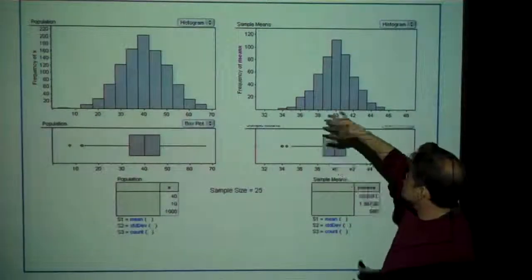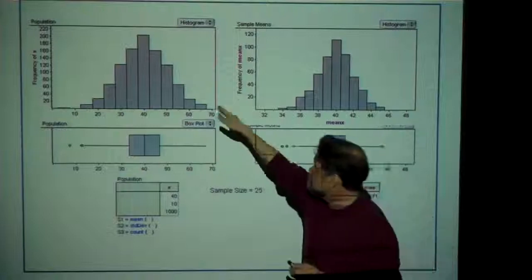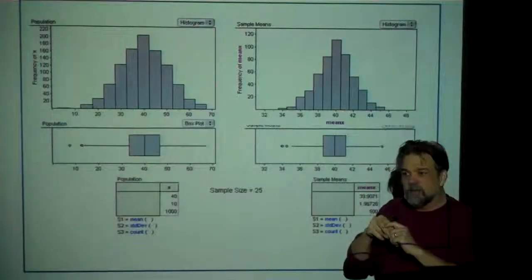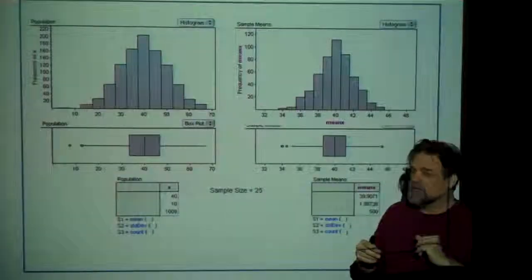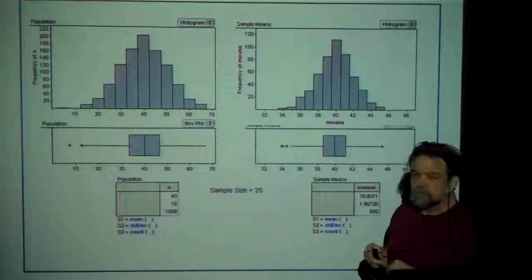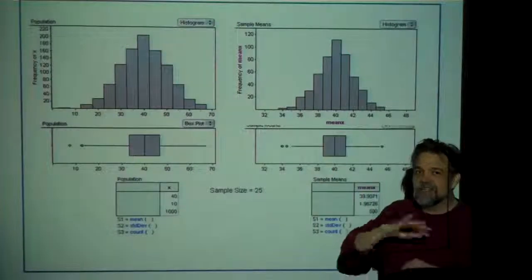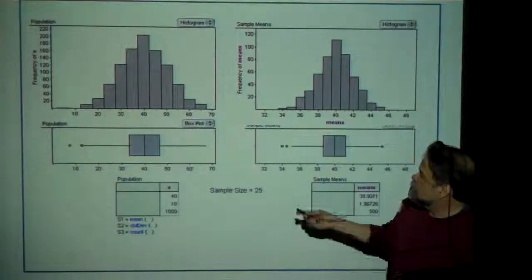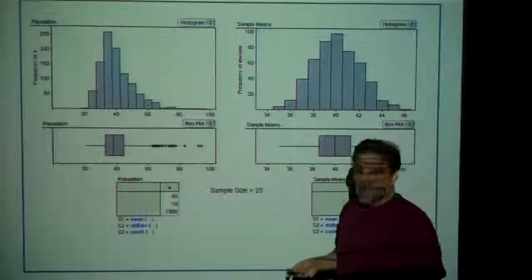Now, this isn't perfectly normal, just like that's not perfectly normal. But remember, this is not the entire population. The normal model is a model. You don't get data that's exactly normal. Okay, so let's look at another distribution here.